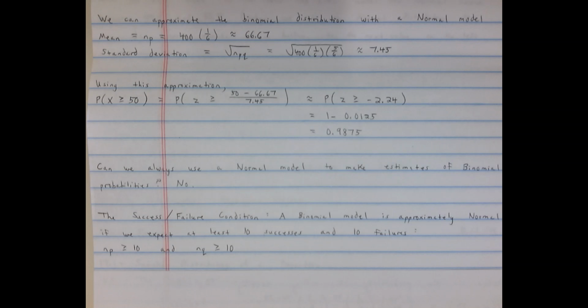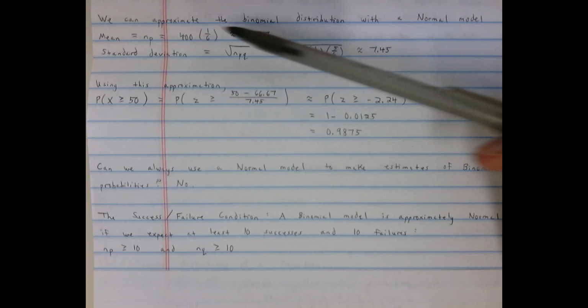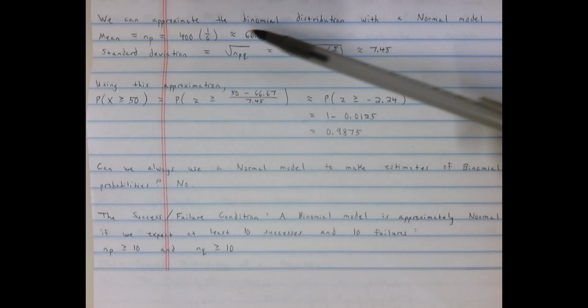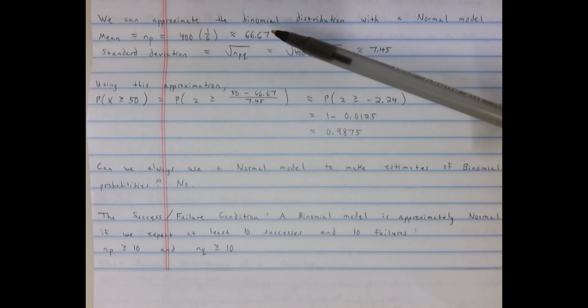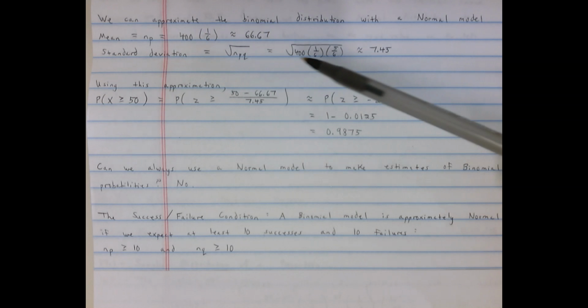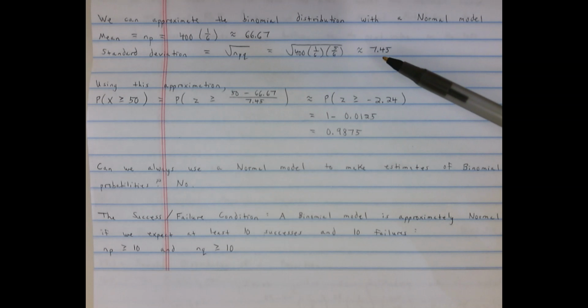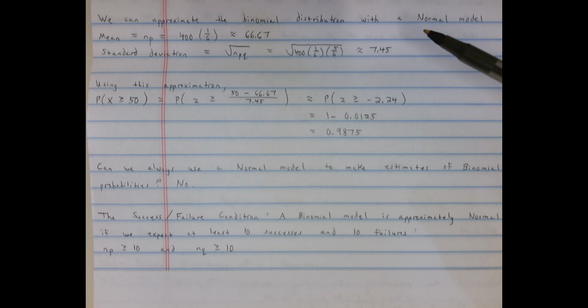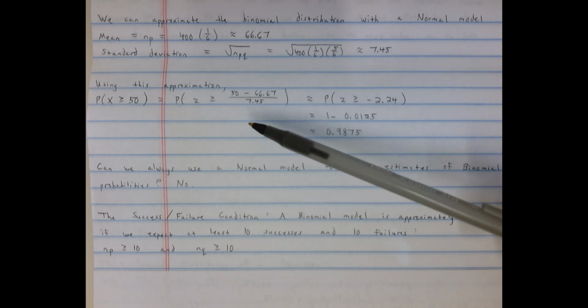Fortunately, we can approximate the binomial distribution with a normal model. We know the binomial distribution has mean equal to np, which in this case is 400 times 1/6, or roughly 66.67. And the standard deviation is the square root of npq, which ends up being roughly 7.45. Well, it turns out we can use the normal model with the same mean and standard deviation to approximate the binomial distribution. So let's go back to that question.